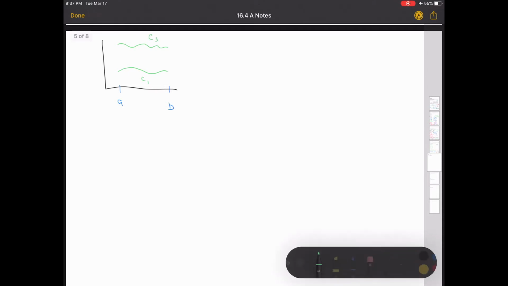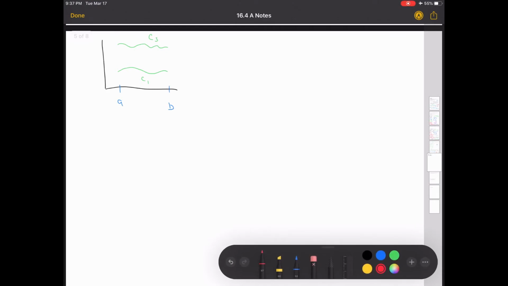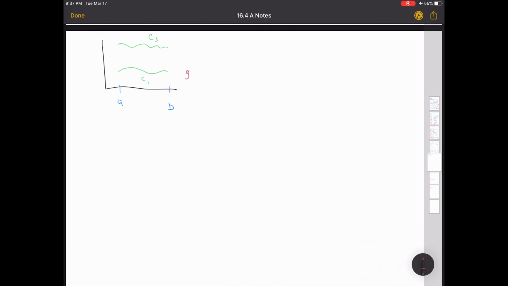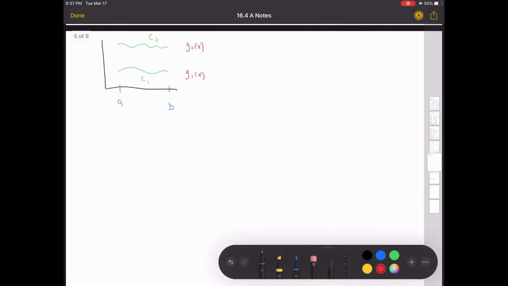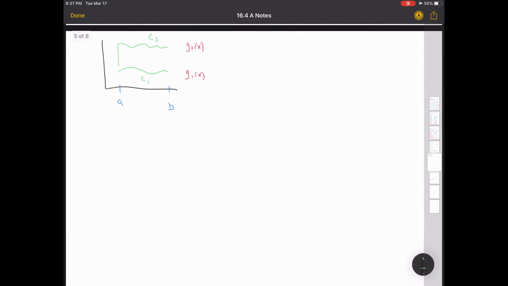But we're going to label these. This one right here, we're going to call some kind of a function of x. So we're going to call it g1 of x. And then this one up here, we're going to call g2 of x. Two different functions of x there. And because they are bounded by a and b, we're just going to draw vertical lines here around a and b.